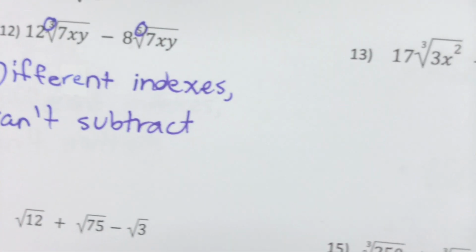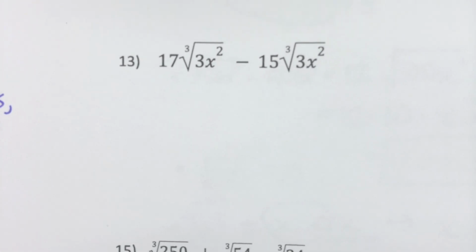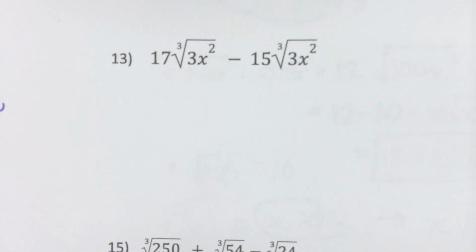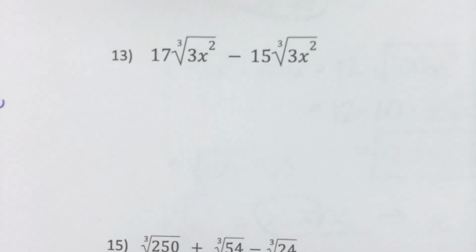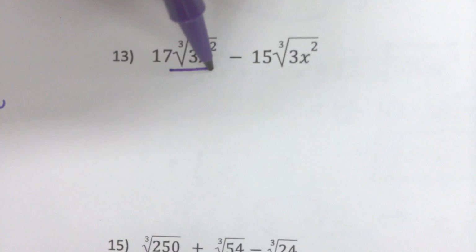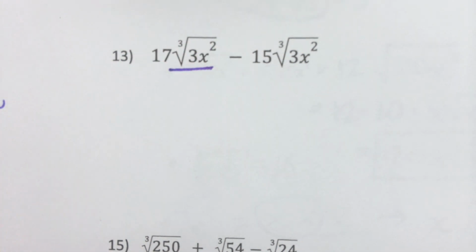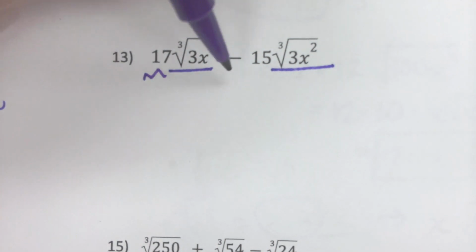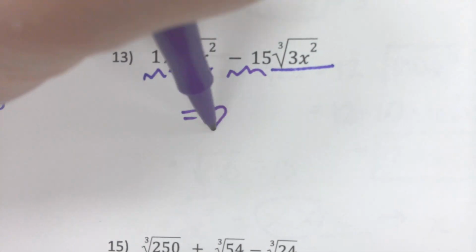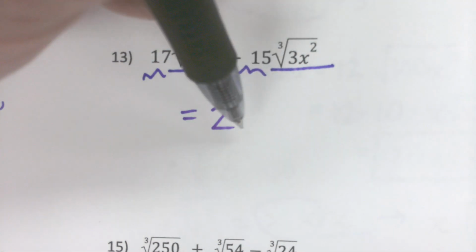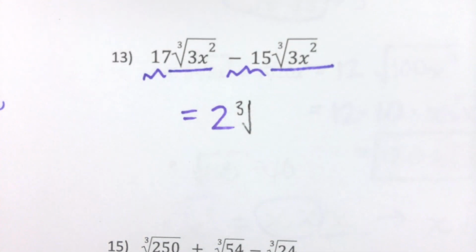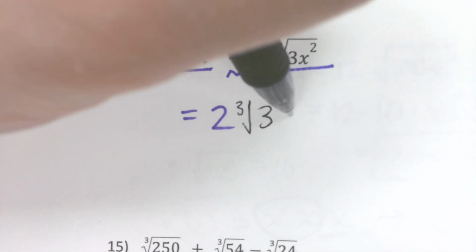Number 13. 17 cube root of 3x squared minus 15 cube root of 3x squared. The radicals are exactly the same, so we can do the math here. 17 minus 15. That's going to give me 2. And again, the radical just comes down. Cube root of 3x squared.